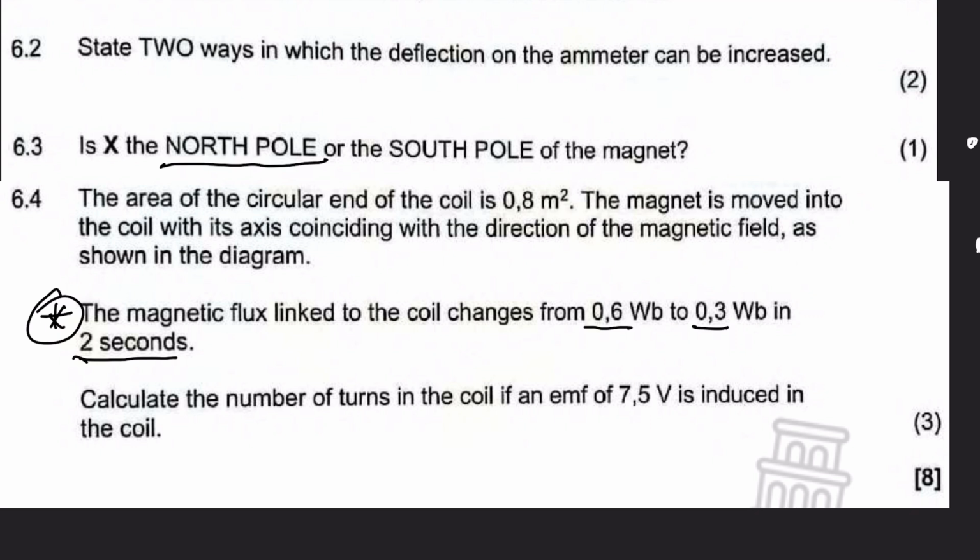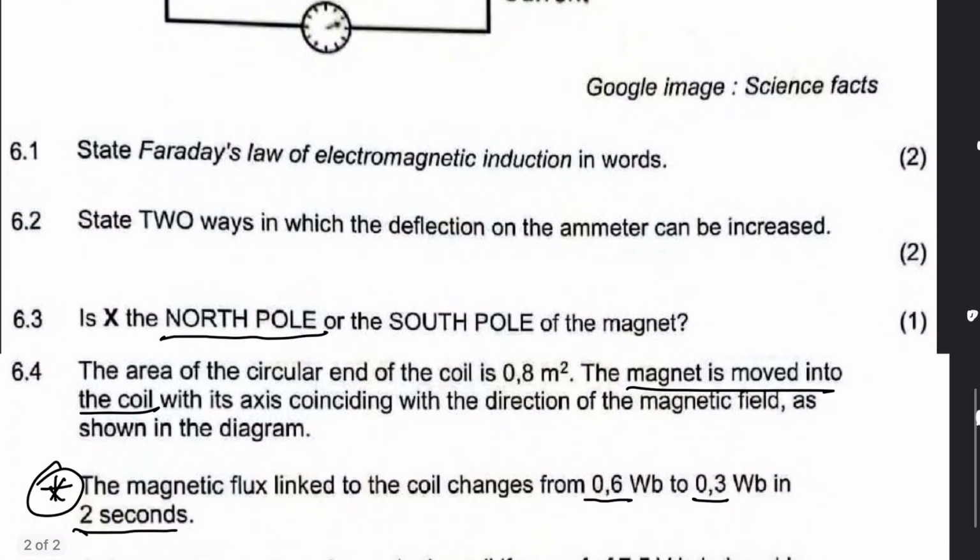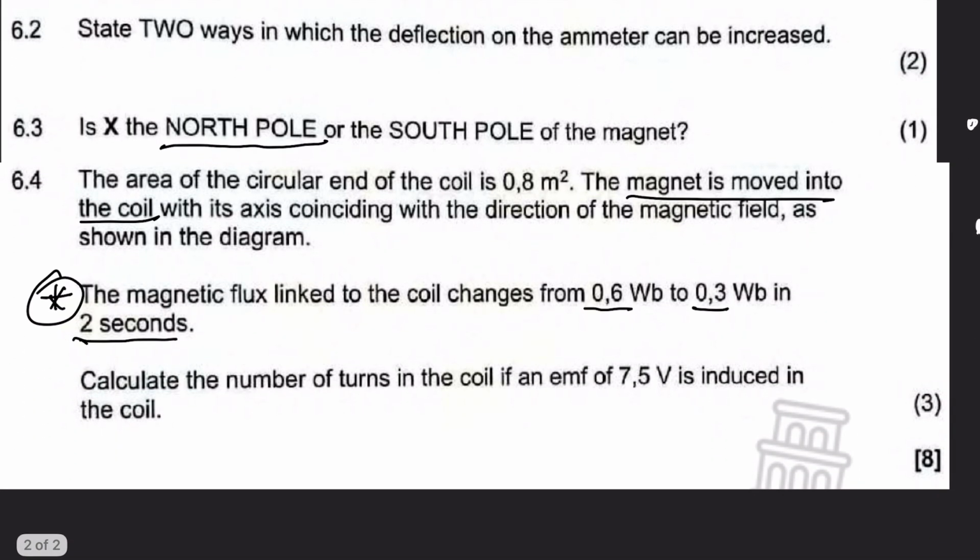Now, why I'm saying that this could be an issue is because the magnet is moving into the coil. And if the magnet is moving into the coil, the flux should increase. That's what I'm saying. It could be a possible issue. Maybe this is why it was removed. So the flux should have increased. So it should have been 0.3 to 0.6. Then it could make it possible to solve in 2 seconds.